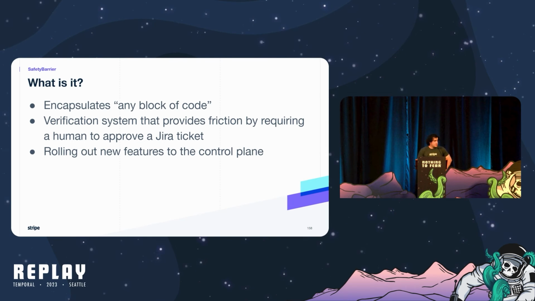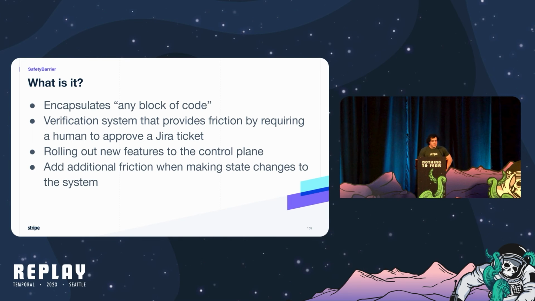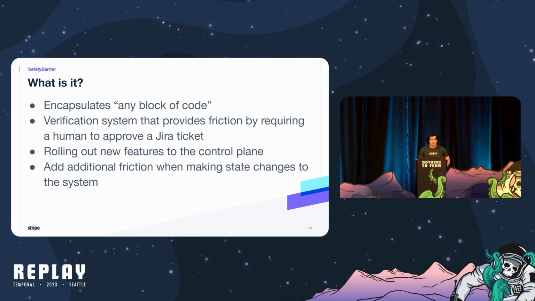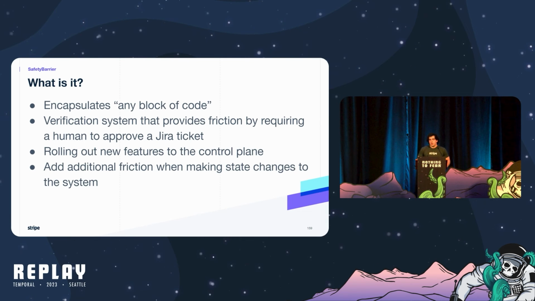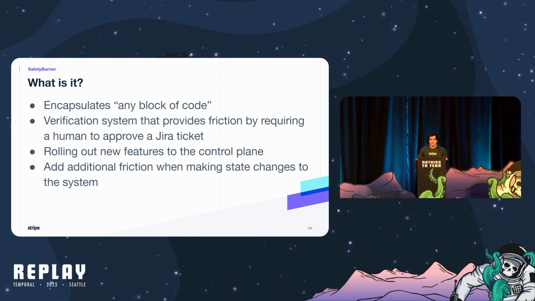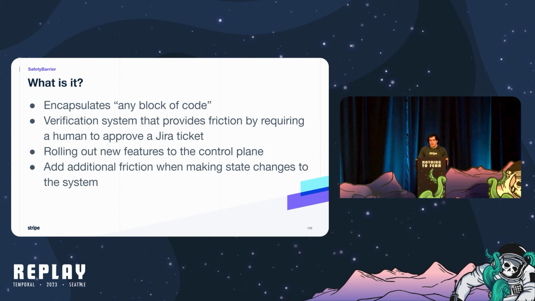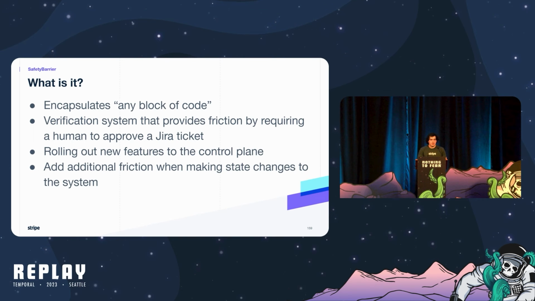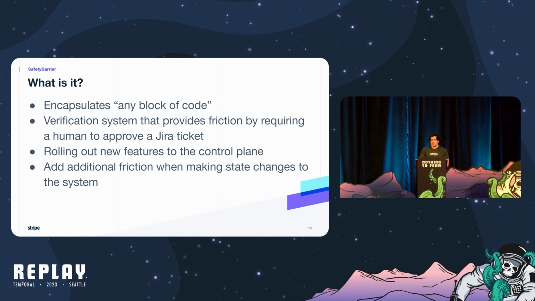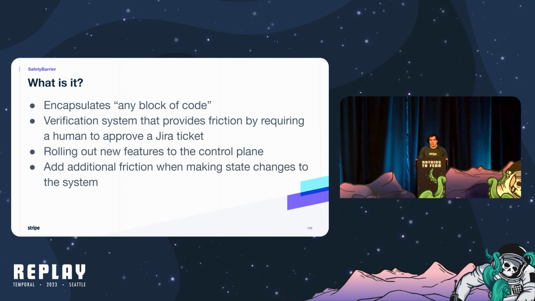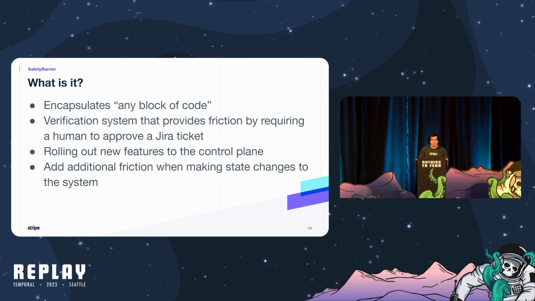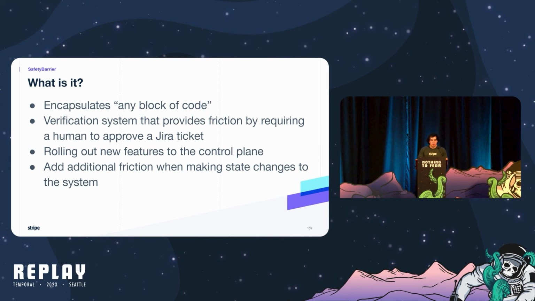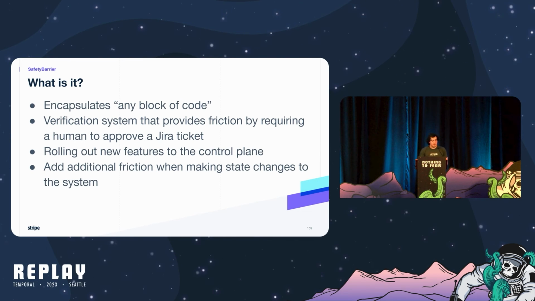So that's one thing that we do: we use it to roll out new features. Another thing we do is use it for adding additional friction to potentially dangerous state changes, for example replacing brokers. Another use is ensuring that there's no data loss when we apply specific configuration changes to topics. For example, when it comes to reducing retention, one of my team members has to approve the safety barrier before we make that retention cut.